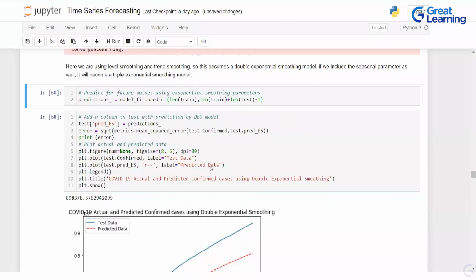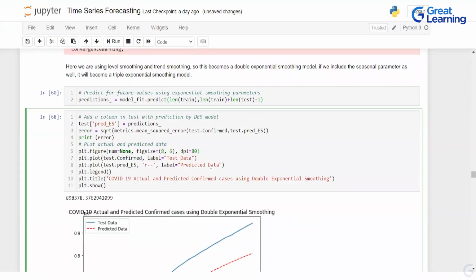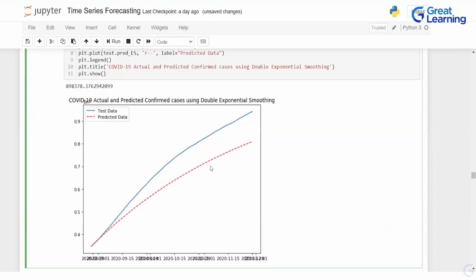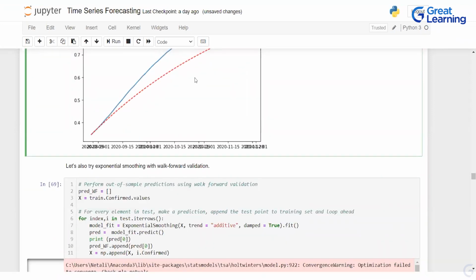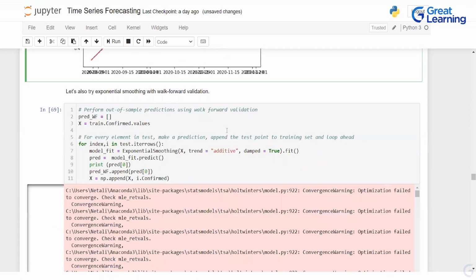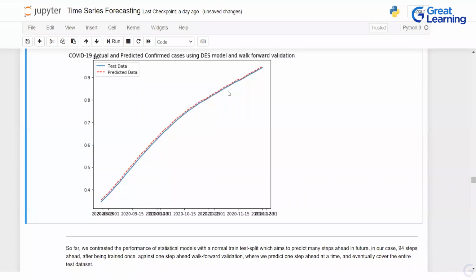Since this is a trend, it is able to do this. When you don't have any seasonality, SES works; when you have seasonality, SES won't give you a good output, then you should use the Holt-Winters method. That is triple exponential smoothing. I'm doing walk forward validation on the same thing. If you see the line, approximately it is overlapping.